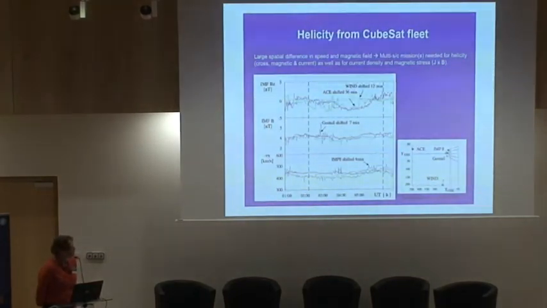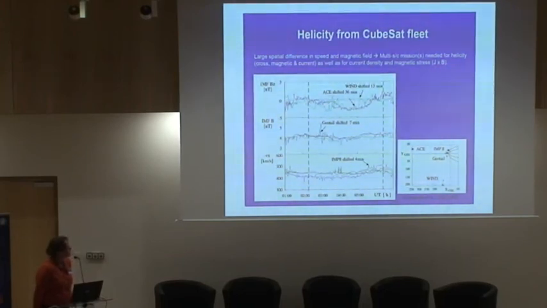And this is an example showing 4 spacecraft in the solar wind simultaneously, ACE, Geotail and Wind. And we will have such a configuration very rarely. So it's only very rarely when we can get data simultaneously from 4 different interplanetary missions.